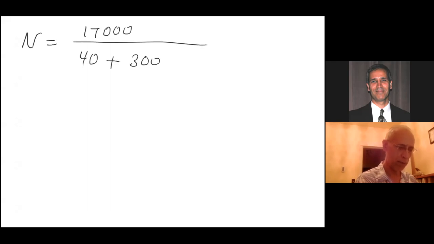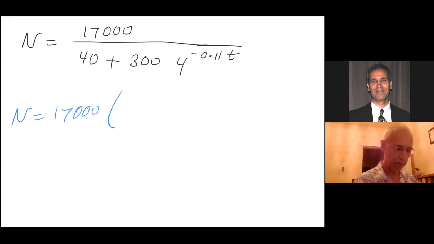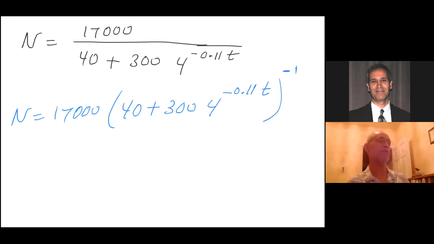Okay, so notice that we have N equals 17,000 all over 40 plus 300 times 4 to the negative 0.11t. Since I want to take the first and second derivative, I'm going to rewrite this as N equals 17,000 times (40 plus 300 times 4 to the negative 0.11t), all to the power of negative 1. That would be easier for me, using the chain rule versus using the quotient rule. I still have to use the chain rule often in this problem.